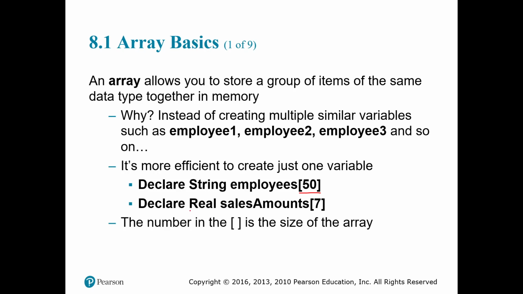And the same thing here, we declared a real array, and remember that real is also sometimes called a float, and it is a decimal number. So here we created an array of decimal numbers that will tell us the sales amounts. And there are seven elements, so 7 numbers of sales amounts that we're storing in this array, hypothetically. And yeah, the number in the brackets is the size of the array.